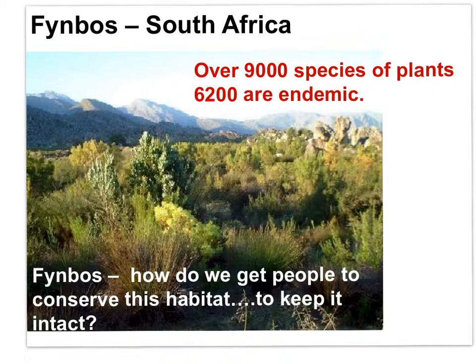For example, the Fynbos ecosystem in South Africa is interesting because there are over 9,000 different species of plants, 6,200 of which are endemic. Yet few people know of the Fynbos because its scrubby vegetation is not immediately aesthetically pleasing. So how do we get people to conserve the Fynbos habitat if it's not well known or it's not particularly attractive?